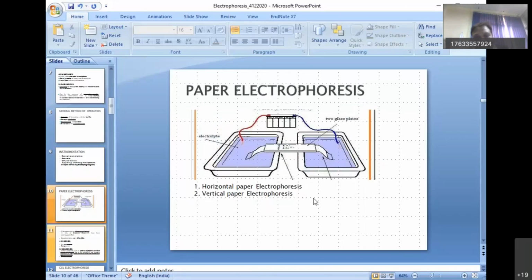you use Whatman paper. Basically, it can be used as a horizontal or vertical paper electrophoresis. I think in masters several students have done separation on the basis of paper chromatography. Basically, you put a drop of your sample on a Whatman paper, and you put that Whatman paper between two glass plates, and the electrolyte will move, and along with the electrolyte your sample will be separated. You can see in the picture.